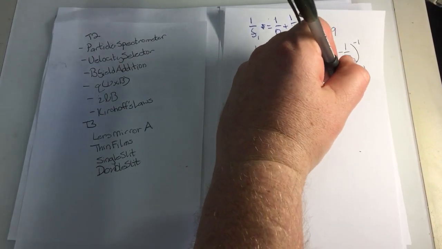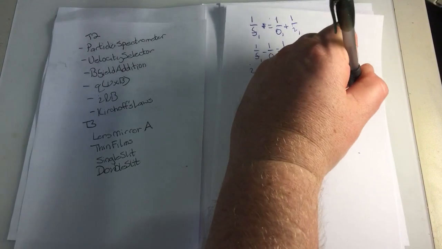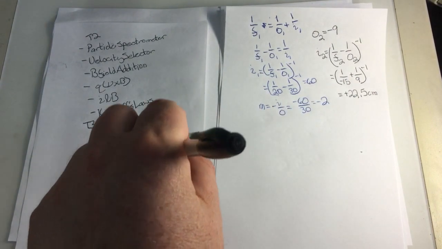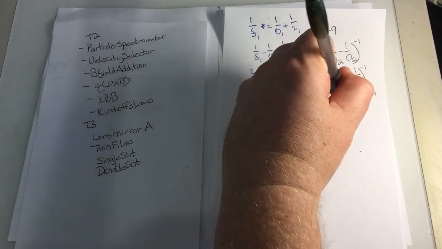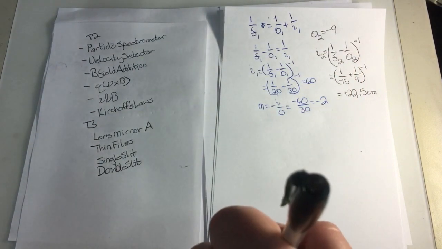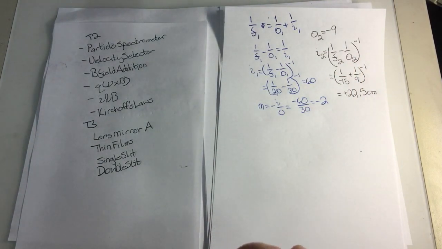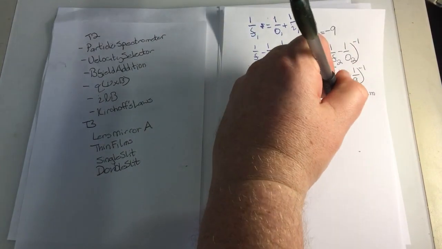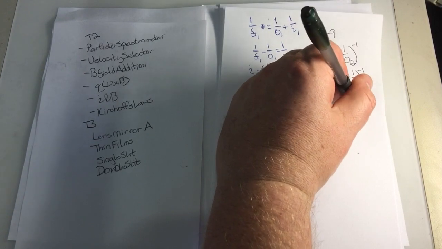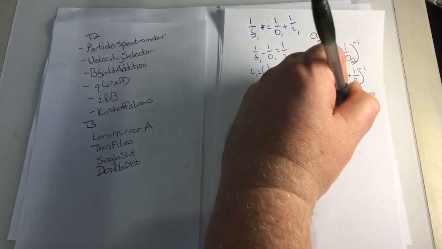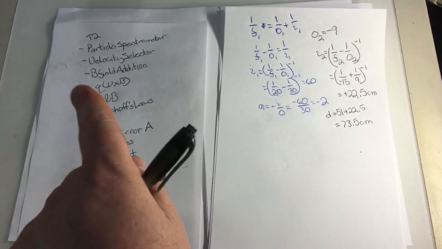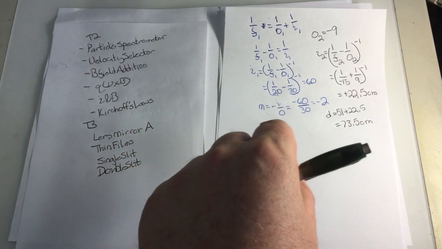Elmo. This Elmo is horrible. I get positive 22.5 centimeters. So the image, the final image, I2, I'm looking for the final image with respect to the convex lens. So this distance is 51 plus 22.5, which gives me 73.5 centimeters away. So that's the distance from the convex lens.